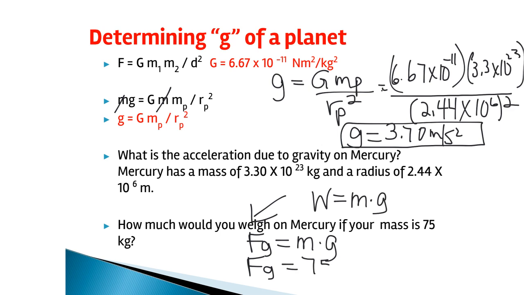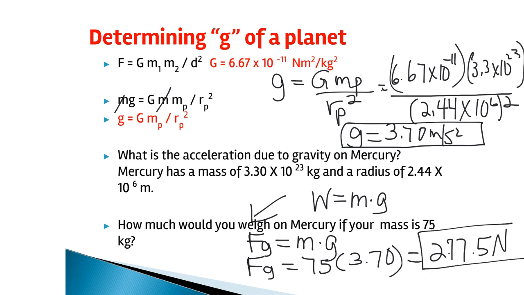Your mass is 75 kilograms, and your acceleration due to gravity, small g, is going to be 3.70. When you do your calculation, you're going to get 277.5 newtons for the force of gravity, and most of the time we're going to round to 3 sig figs and use 278 newtons as our answer in this type of question.